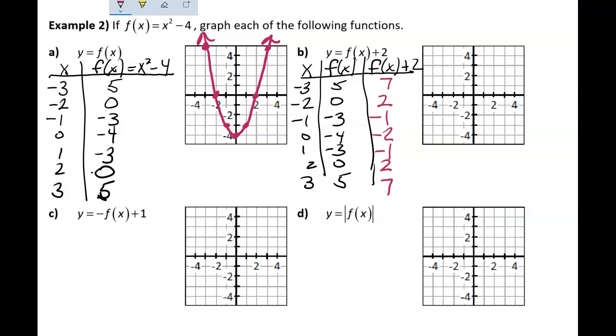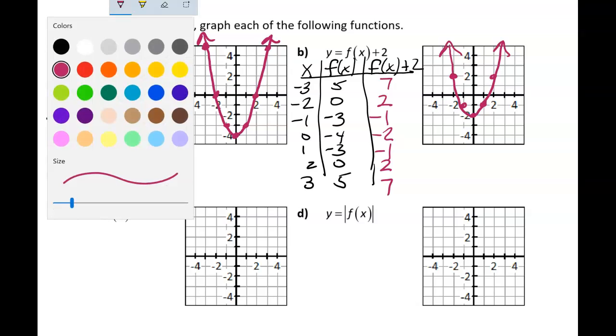So now let's graph some points. -3, 7 we're not going to be able to graph. That one was off our grid. So -2, 2, -1, -1, 0, -2, 1, -1, 2, 2, and that's it. The last one doesn't fit on the grid. And this is just a translation up 2 of the previous graph.